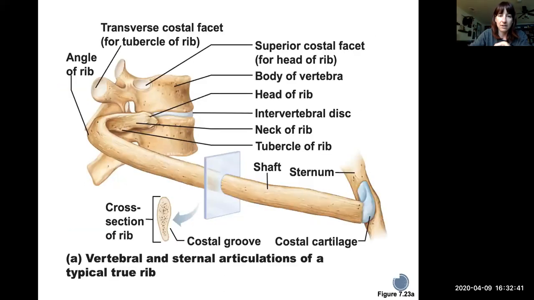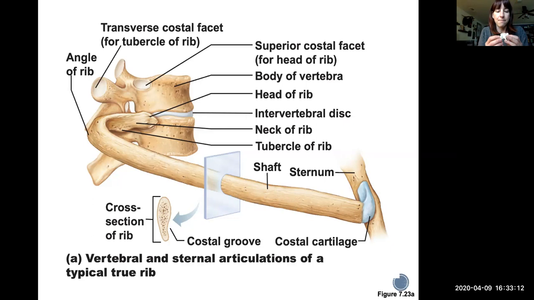So let's look at a better picture of this. Here is the head of the rib interacting with the costal facet on the body of the vertebra, which I'm not asking you to be able to identify on the vertebra. But the head articulates with the vertebra at the costal facet and also at the transverse process. There's a facet at the end of the transverse process.